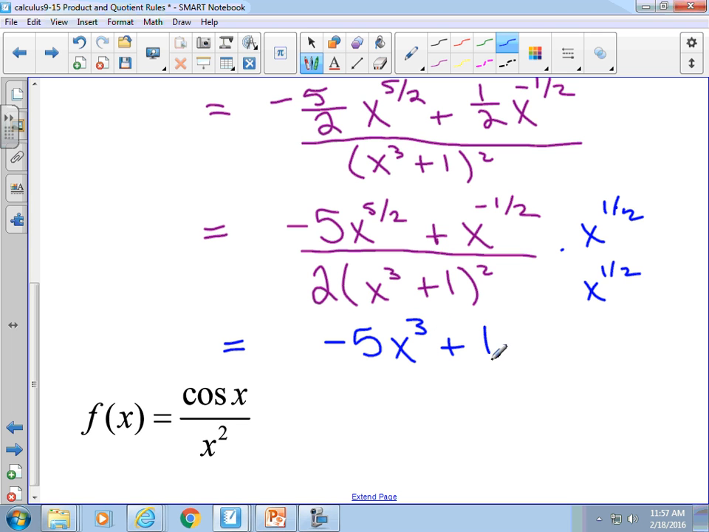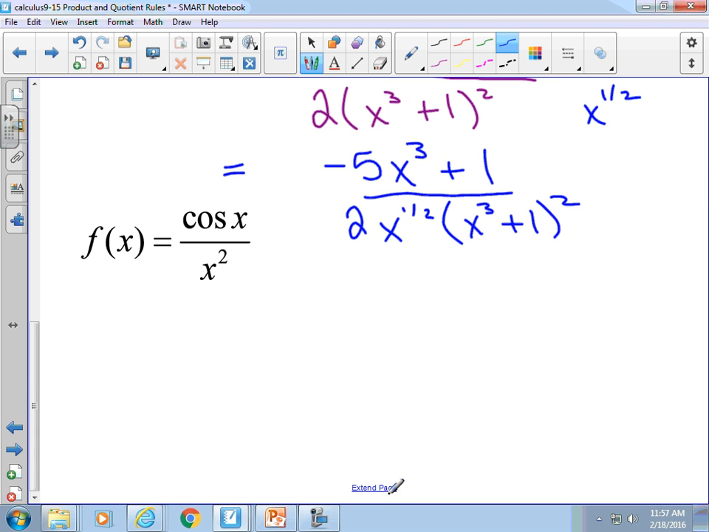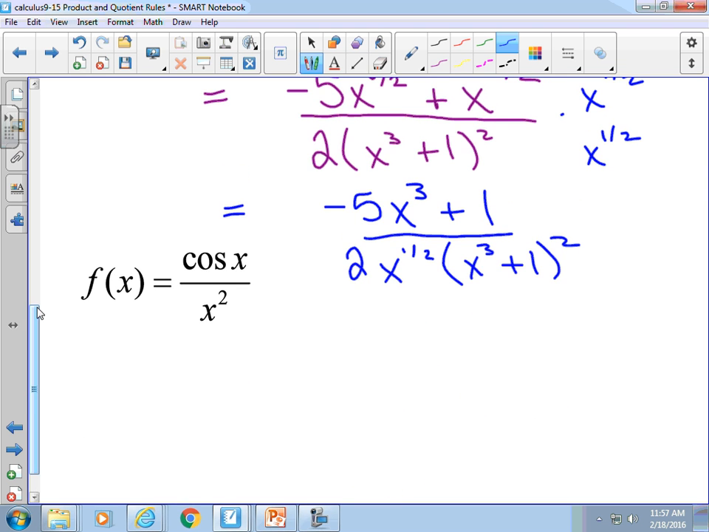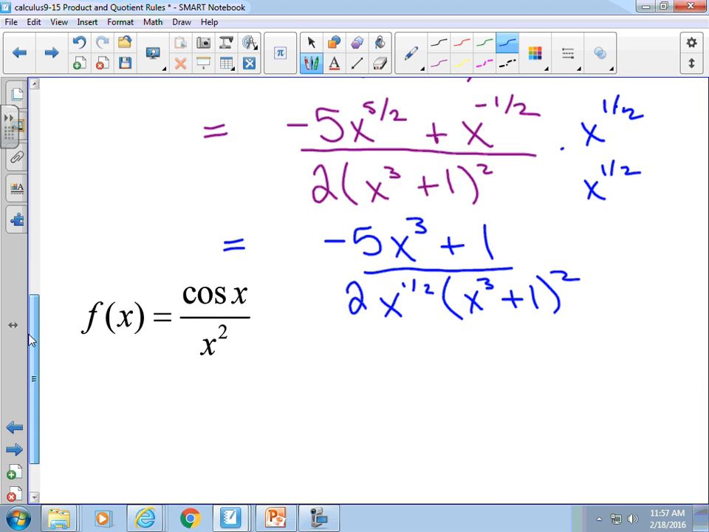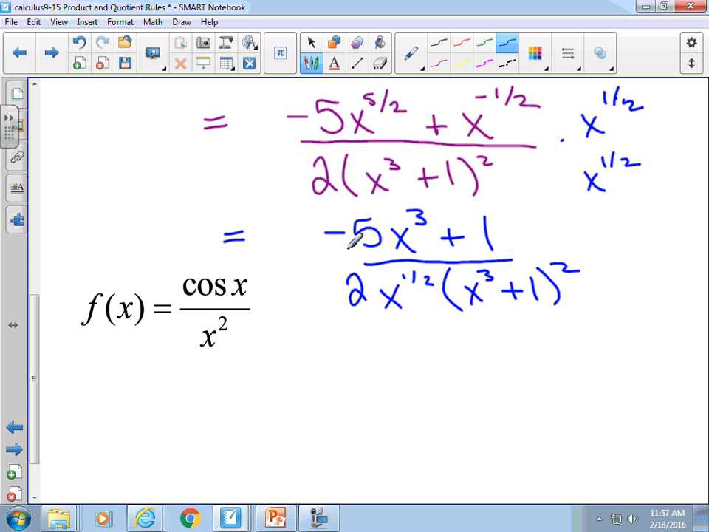I'm sorry. And I would say don't unless you must. Say that again. This, what, you mean why is the -5 there? Because I didn't change it, I just put the x to the 1/2 in. It's not the same thing, so I can't.